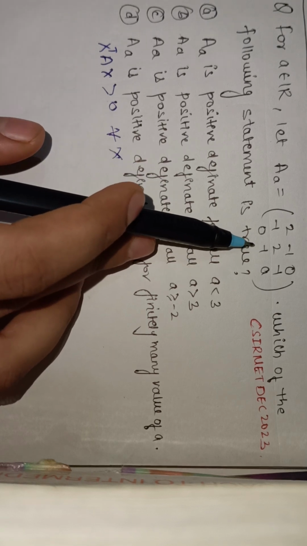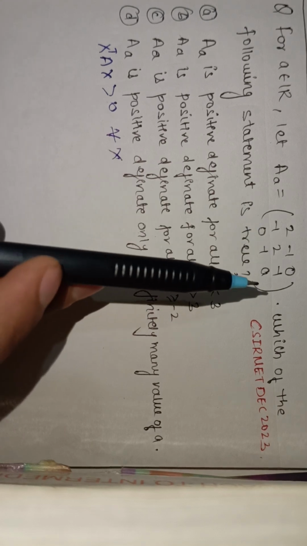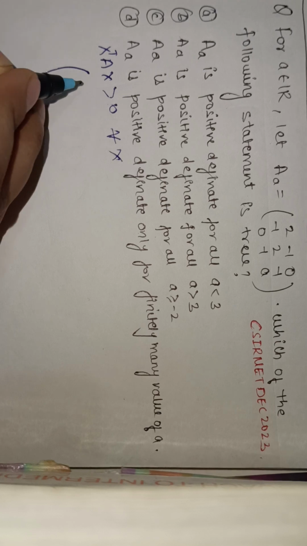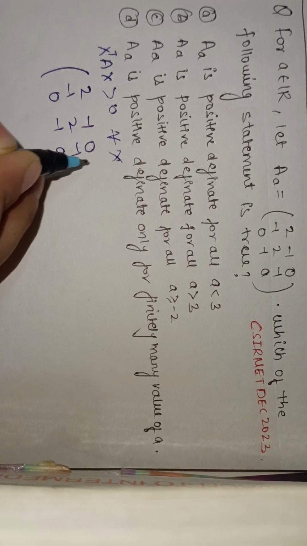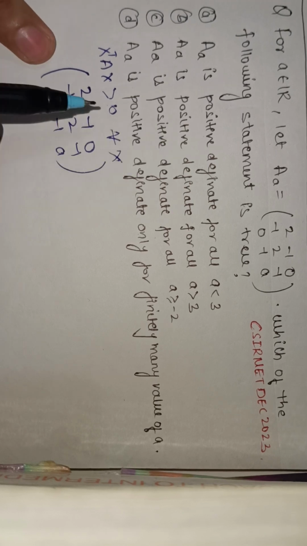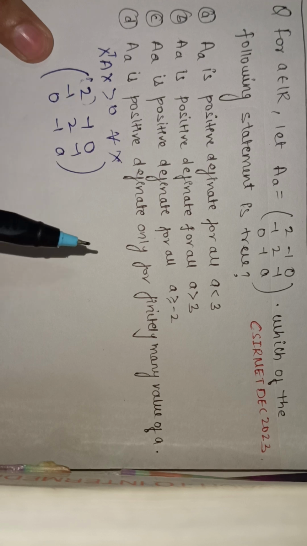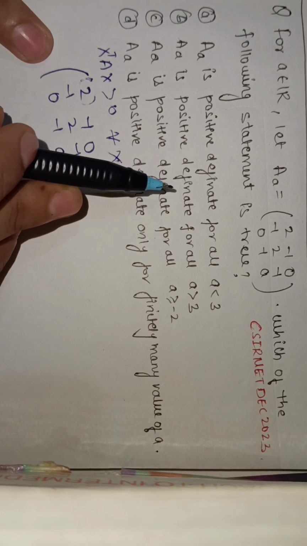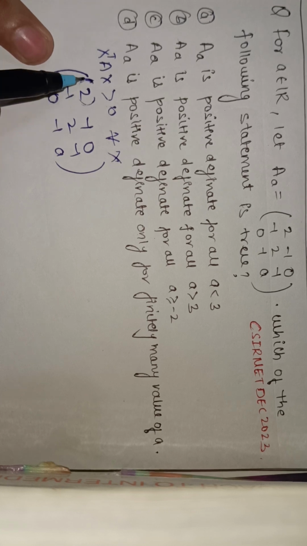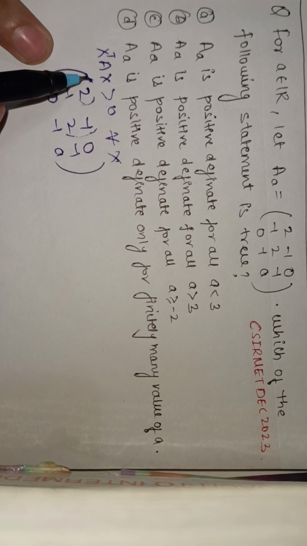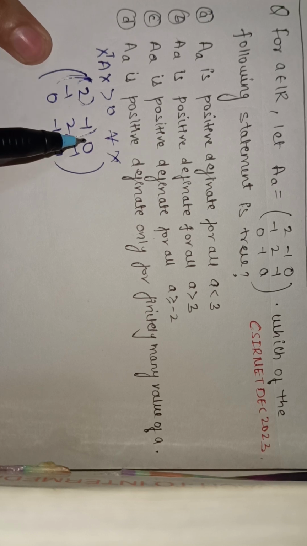If we have to check whether this matrix is positive definite or not, we look at the minors. The matrix A is 2, -1, 0; -1, 2, -1; 0, -1, a. For positive definite we see the minors. The first minor is 2, which is greater than 0. Minors should be greater than 0, then this matrix is positive definite. The second minor is the determinant of the top-left 2 by 2 block, which is 4 minus 1, that is 3, which is also greater than 0.